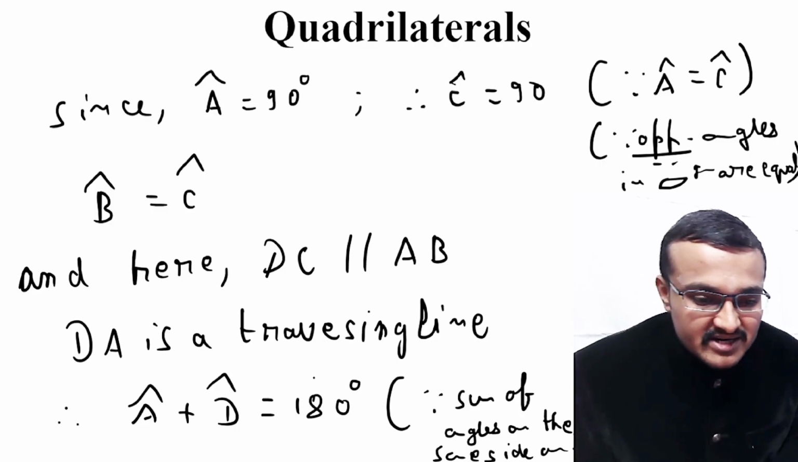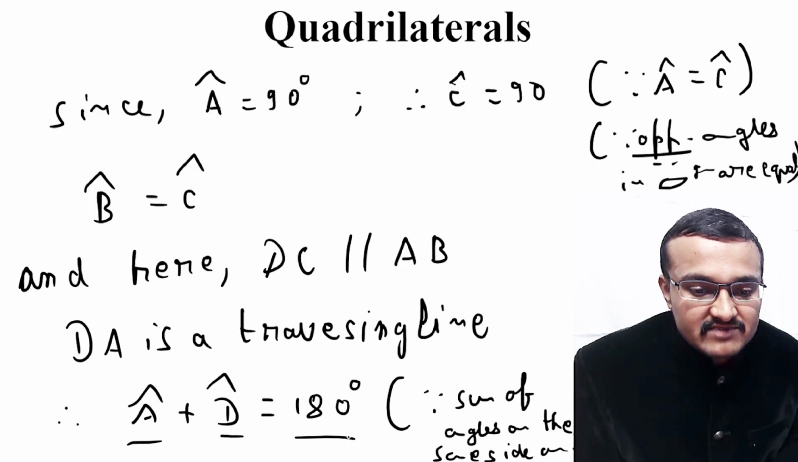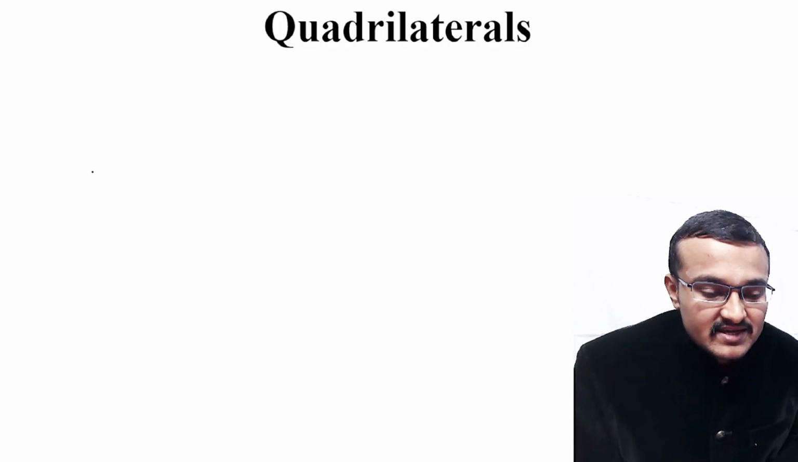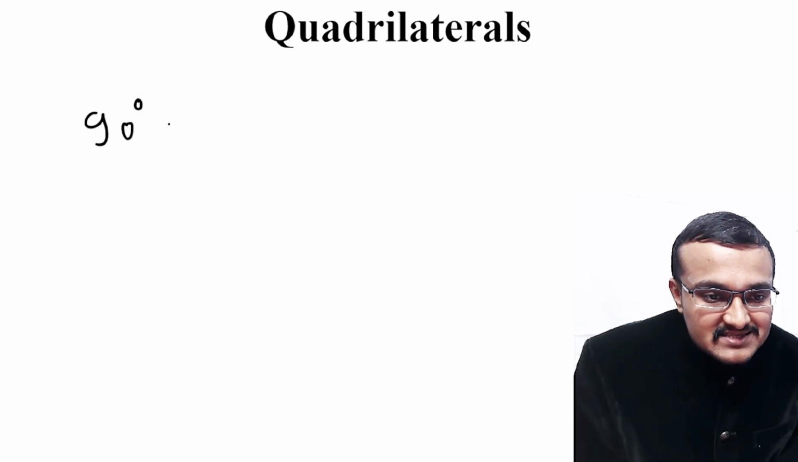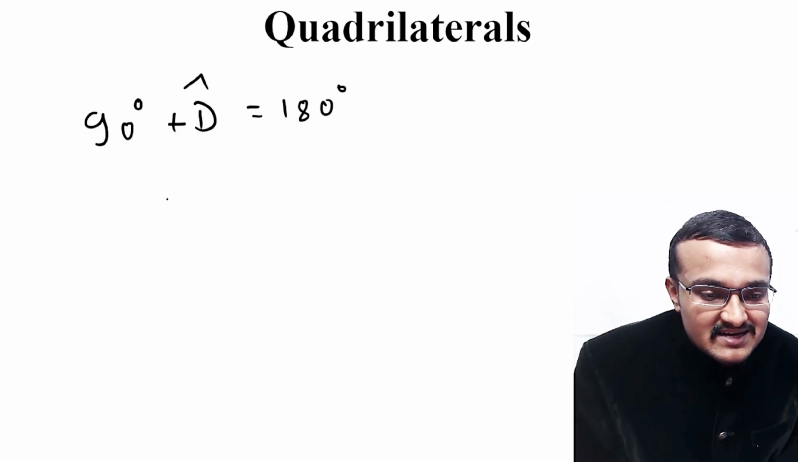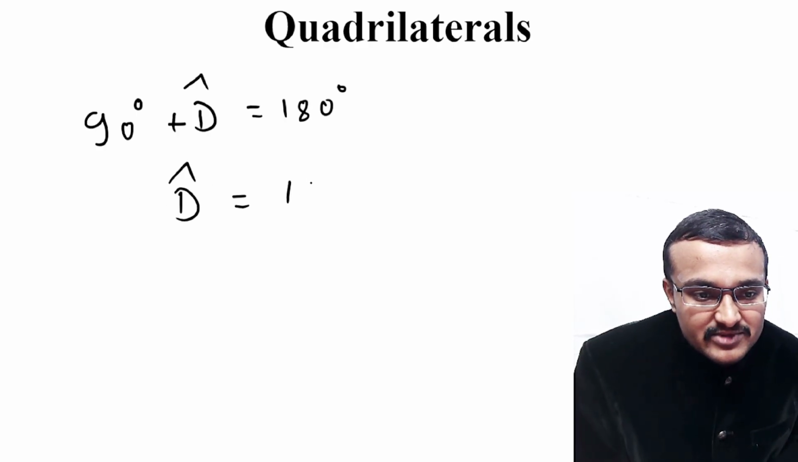So you can write that statement. Angle A plus angle D will be equal to 180 degrees. Here we know that angle A is 90 degrees. So 90 degrees plus angle D will be equal to 180 degrees. So D will be equal to 180 degrees minus 90 degrees, which is equal to 90 degrees.